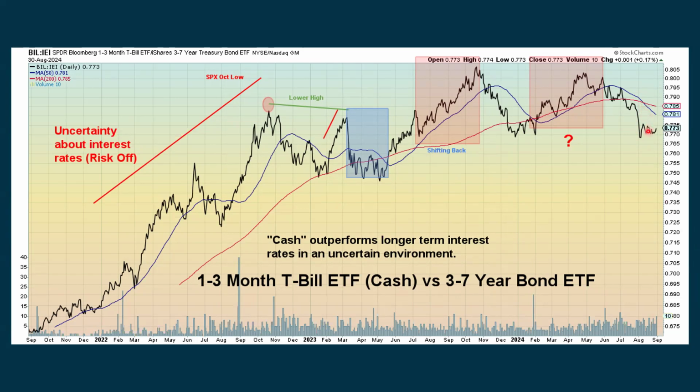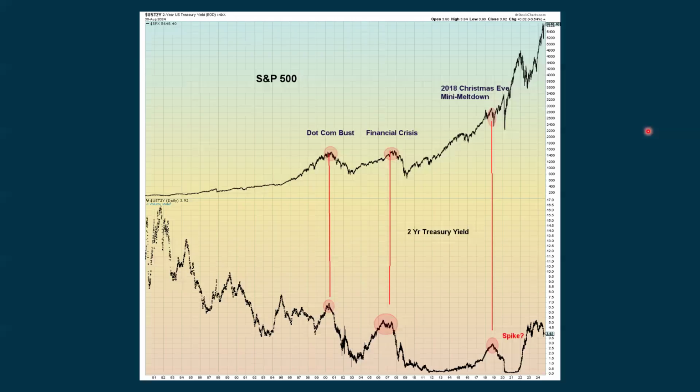But be aware, we could get this employment report coming out. We could get some other economic reports coming out, and that could change this over to, oh my God, the economy's falling apart scenario. Then we want to keep an eye on the 2-year yield.